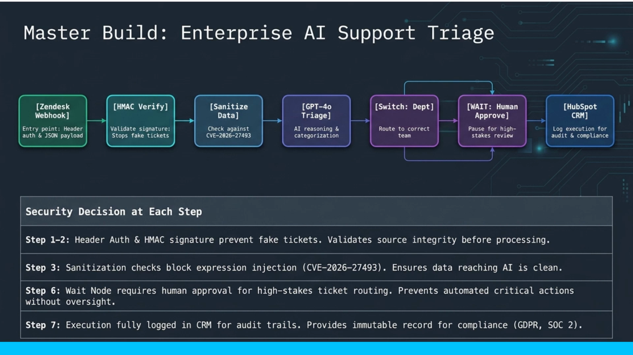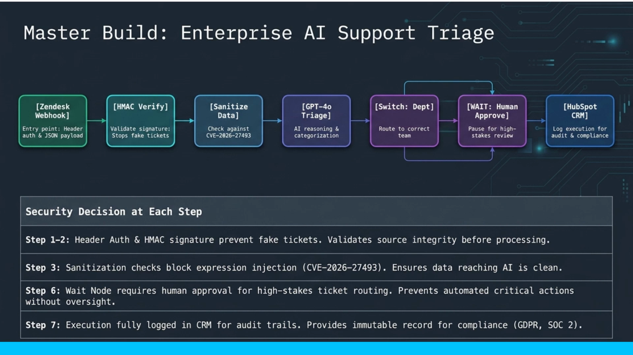Step 4. GPT-4o Triage. The AI reads the ticket, categorizes it, drafts a response. The API key is not stored in n8n. It is fetched from HashiCorp Vault at runtime only. Step 5. The switch node routes the ticket based on the AI category output.